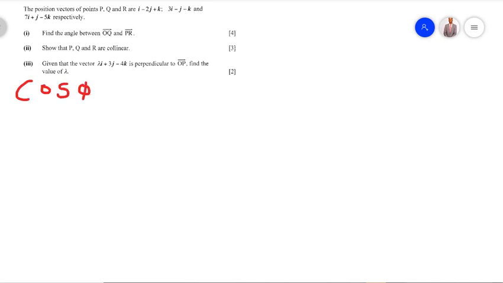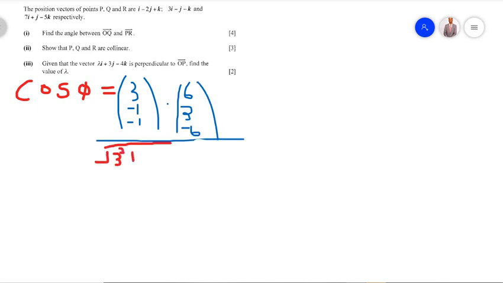Cos theta is now equal to 3, negative 1, dot 6, 3, negative 6, all over the modulus of 3, negative 1, and the modulus of 6, 3, negative 6. You see that our 3 is here, 3 squared, negative 1 is 1 squared. We don't care about the negative sign when we are calculating the modulus because we are always going to square it, so the negative sign is of no use to us.